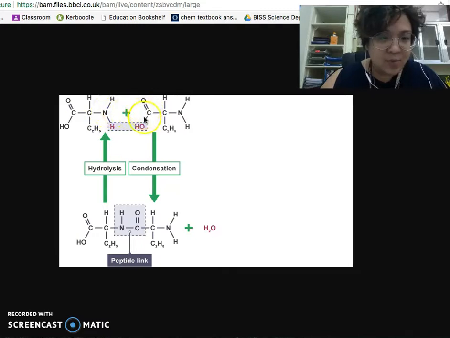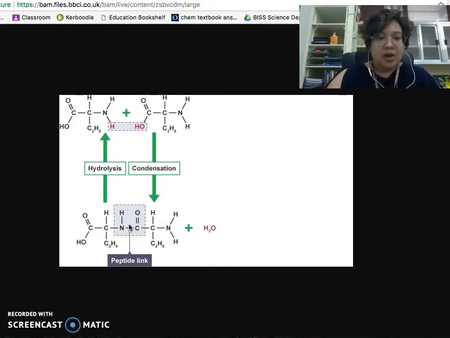So you're going to form a peptide bond or peptide link between carbon and nitrogen, the carboxyl and amino groups of your amino acids. The process of forming it is called condensation, releasing water, and the opposite is hydrolysis. With the addition of water, we hydrolyze this dipeptide into its individual amino acid molecules.